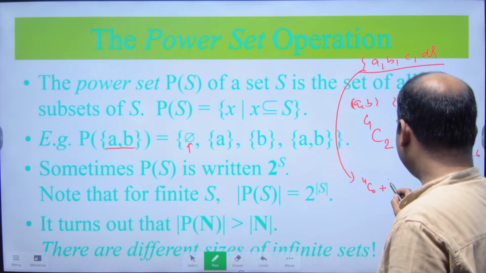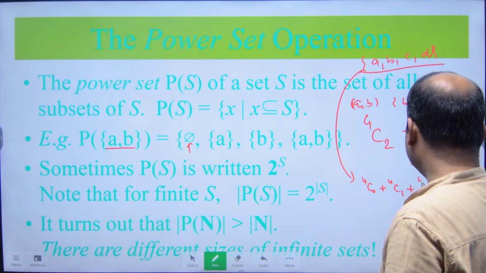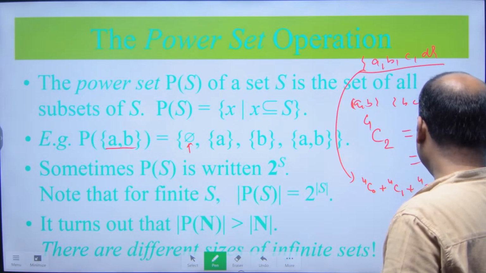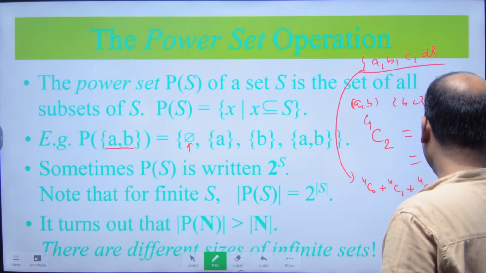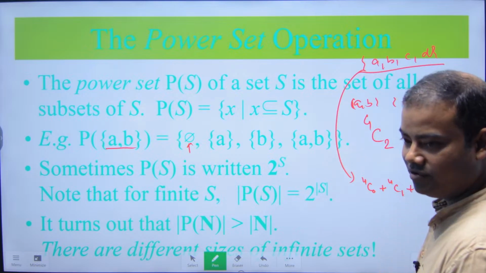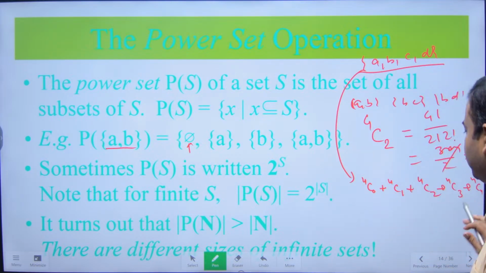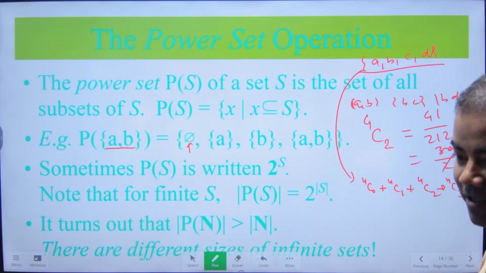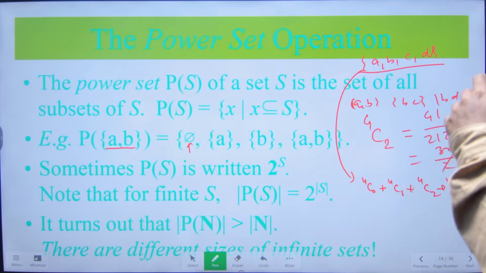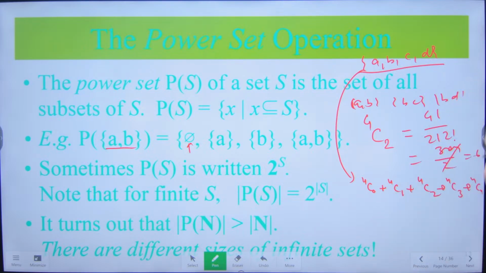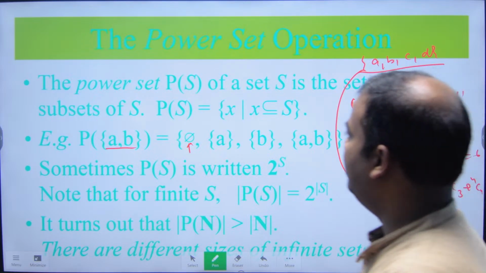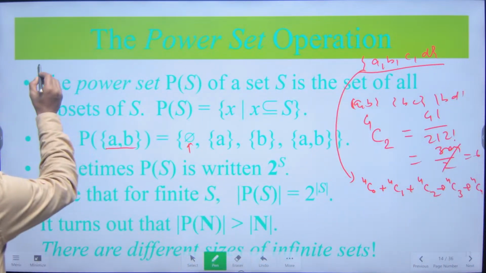4C0 plus 4C1 plus 4C2 plus 4C3 plus 4C4. So can you tell me what is the summation of all this? You have already told. 4C0 is total 16. There is one formula, the binomial formula.